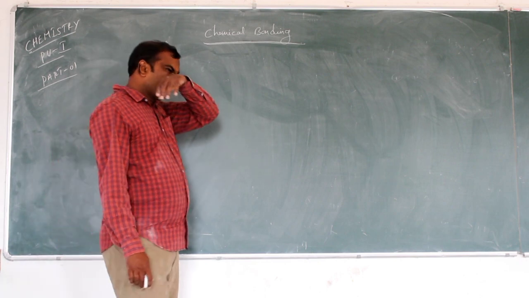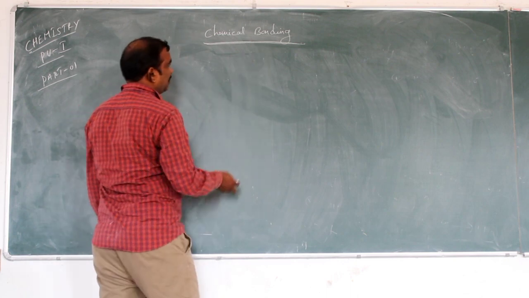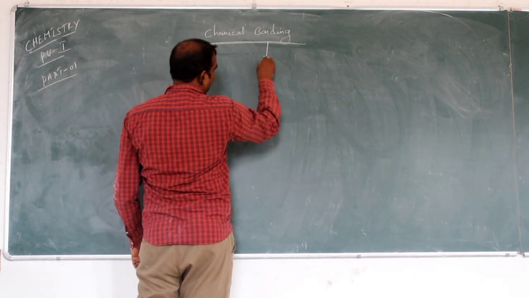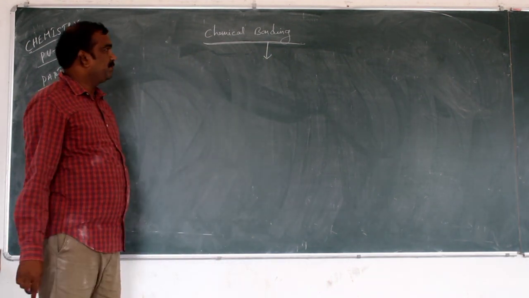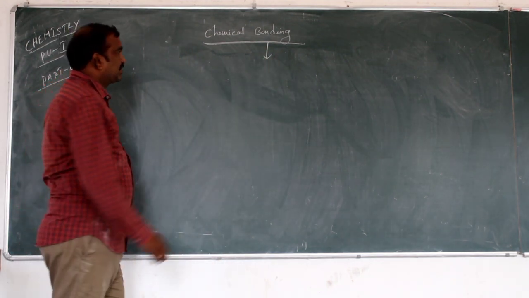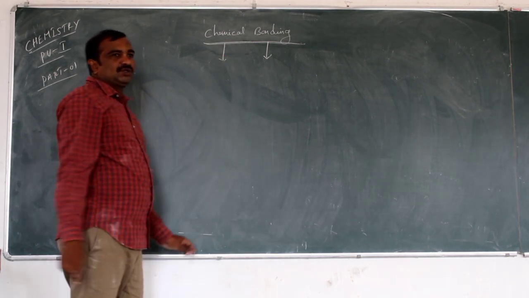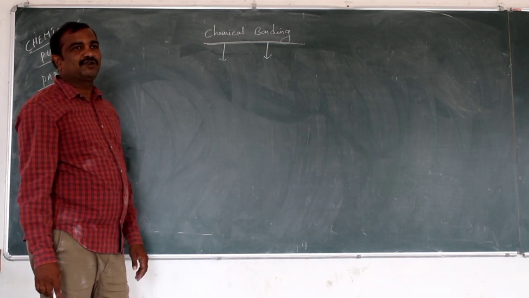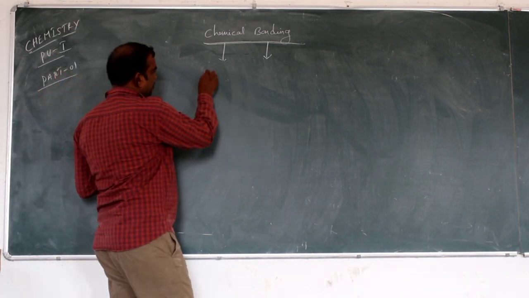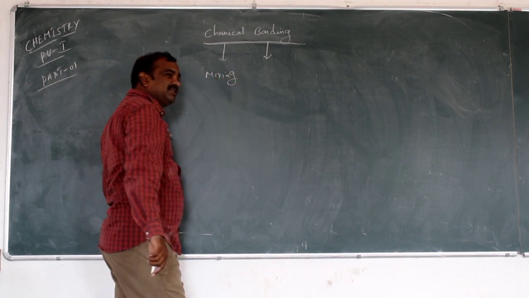Chemical bond, or chemical bonding. What is the meaning of this bonding? Chemical means mixing of two or more elements. Chemical means nothing but mixing.